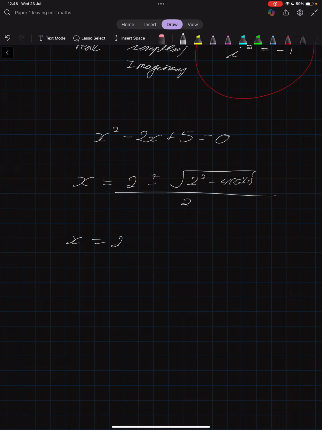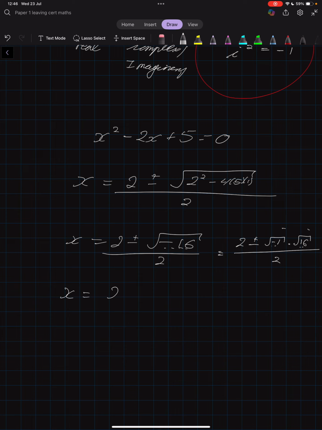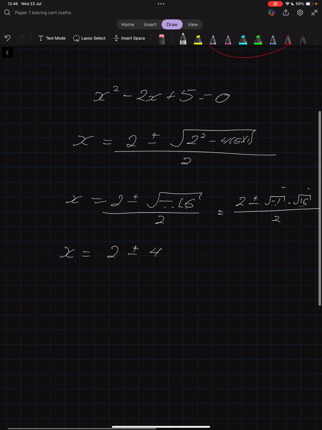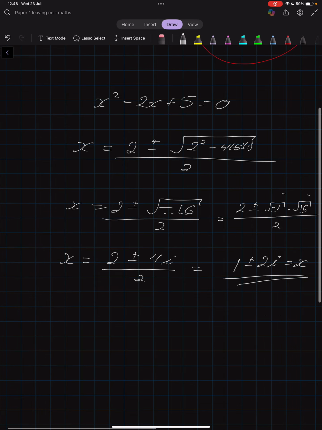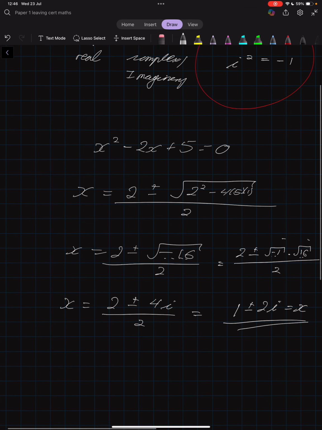So x is going to be 2 plus or minus the square root of minus 16, all over 2. This is 2 plus or minus the square root of minus 1 times the square root of 16. Remember, we can always split up square roots into two separate parts like this, because minus 16 is minus 1 times 16. So I get x equals 2 plus or minus root 16, that's 4, times the square root of minus 1, which we're now saying is i, all over 2. So it's just 1 plus or minus 2i. That's the solution. You'll say, okay, grand, but what does that actually mean?